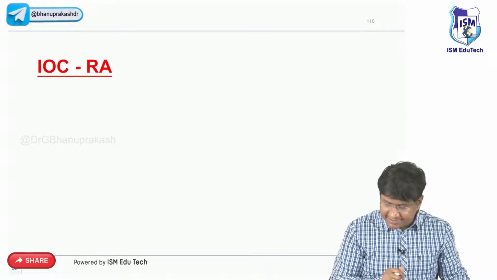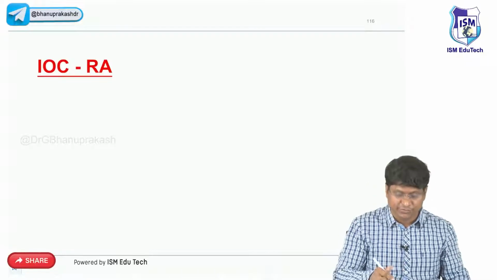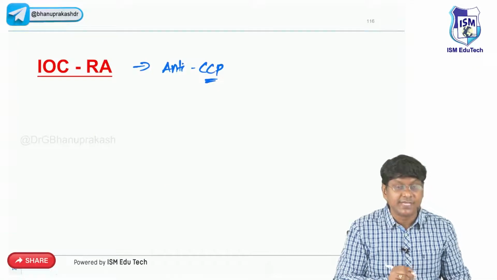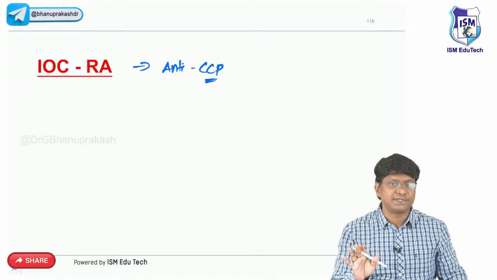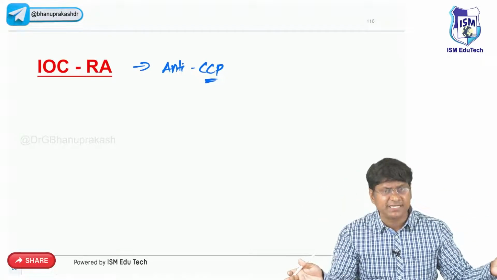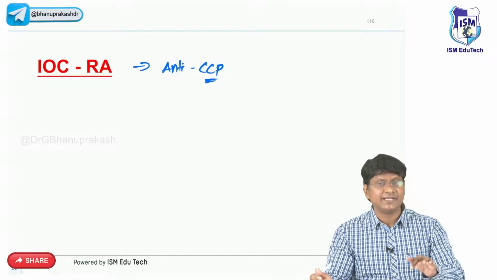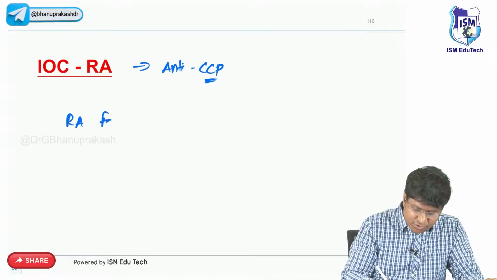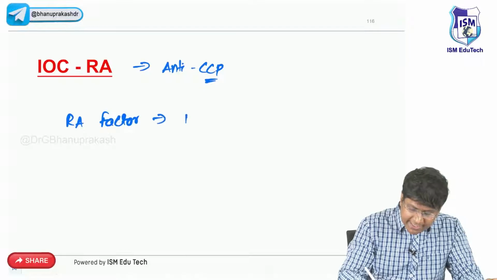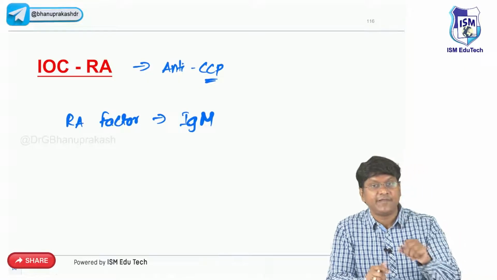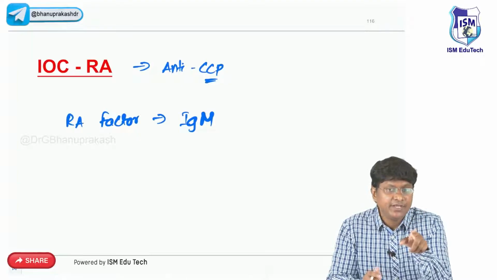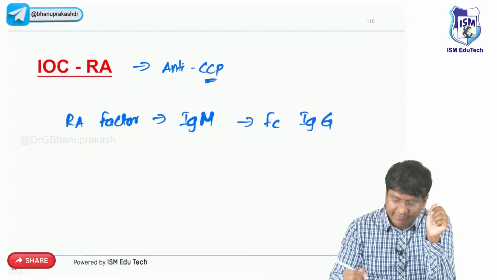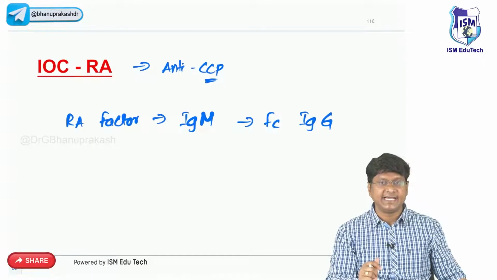Then in rheumatoid arthritis, you should be very much aware of the investigation of choice. The investigation of choice in rheumatoid arthritis is not RA factor, it is anti-CCP. RA factor is non-specific, and is present in multiple other conditions also. That is the reason why the investigation of choice is anti-CCP. And RA factor is also an antibody. What type of antibody is the RA factor? It is an IgM antibody which is directed against the Fc portion of the IgG.